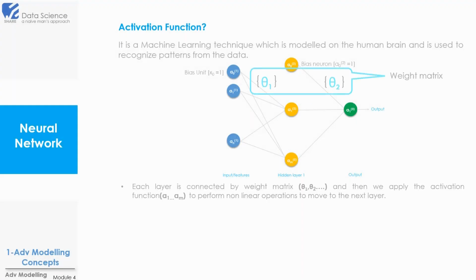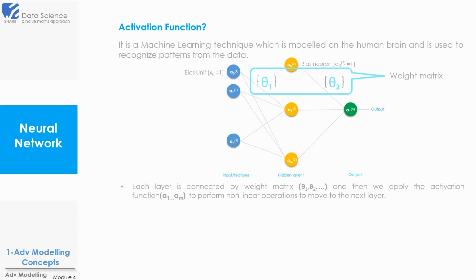So as you can see here, each layer is connected by a weight matrix theta1, theta2 and so on. And then we apply the activation function A1, A2 up to AM, which is given in the hidden layer denoted by the orange circles. So activation function is applied to perform non-linear operations to move to the next layer. As I said, we have a weight matrix here in every layer. So we use different weights for calculating each of the neurons. We will see this in a while, how we use weights to calculate the neurons.